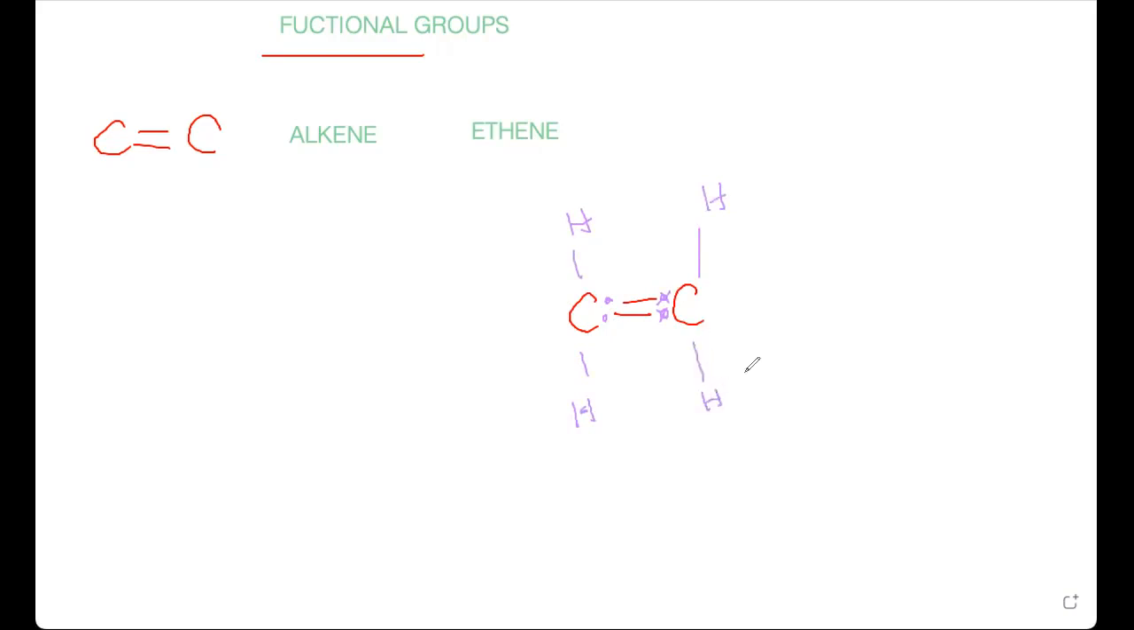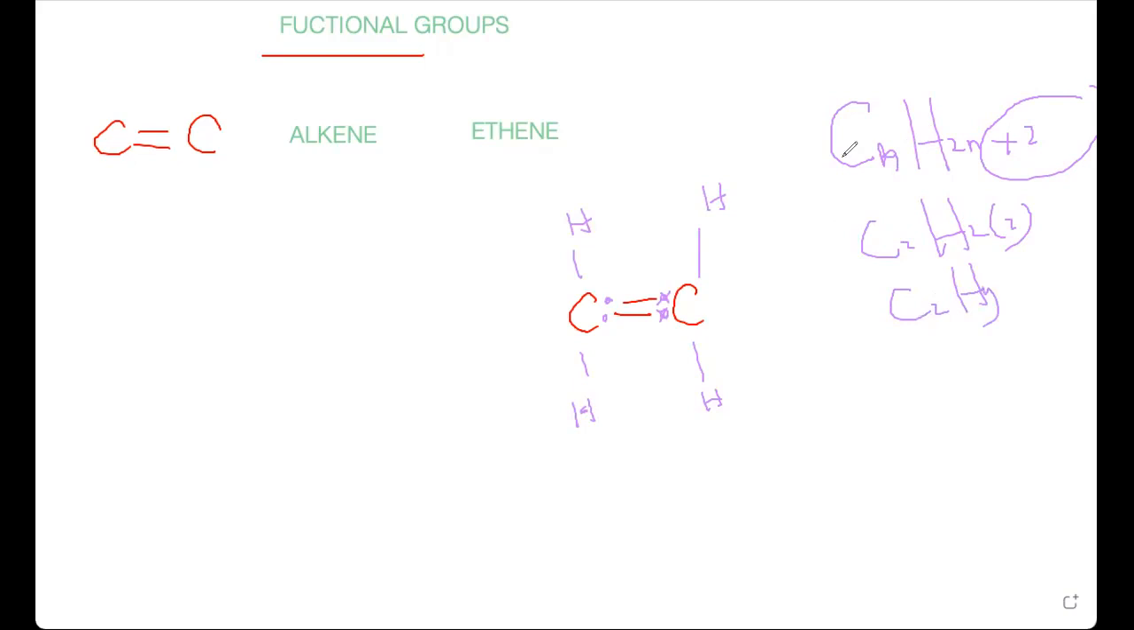This is ethene. I forgot to tell you the general formula of alkene. For alkane, it was CnH2n+2. This was for the alkane. For alkene, you don't have to write this plus 2. So for the ethene, it will be C2H2, and for n, you can write 2 here. So you will get C2H4, and you can see this is C2H4. This is the general formula of the alkene. So this is ethene.